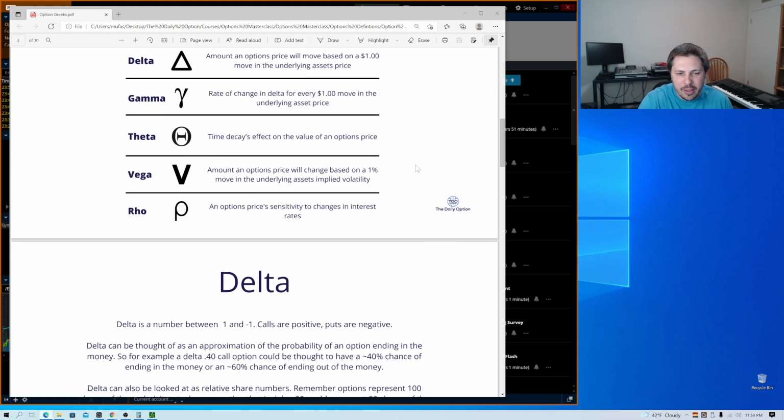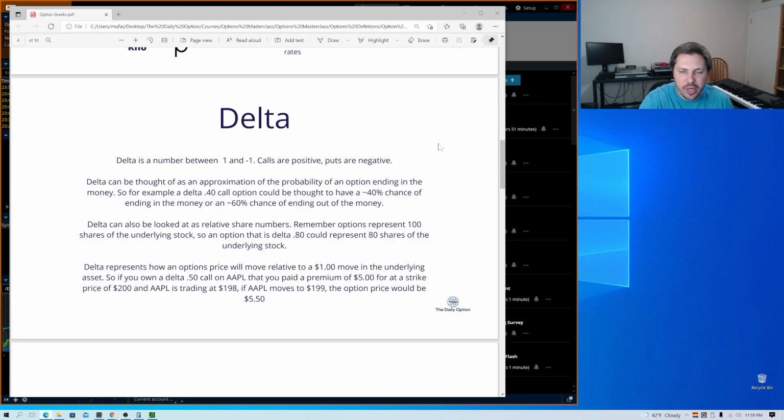So let's talk about delta first. Delta is a number between 1 and -1. Calls are positive and puts are negative, okay? Delta can be thought of as an approximation of the probability of an option ending in the money. So for example, a delta 40 call option could be thought to have approximately 40% chance of ending in the money, or an approximately 60% chance of ending out of the money.